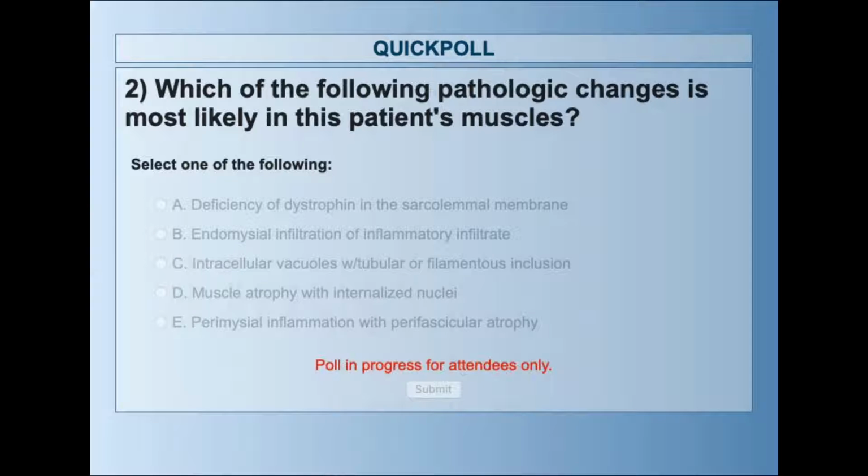Very good. Thank you, Paris. So the poll has been launched. Think about which of the following pathologic changes is most likely in that patient's muscles.